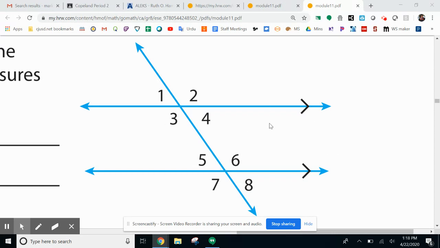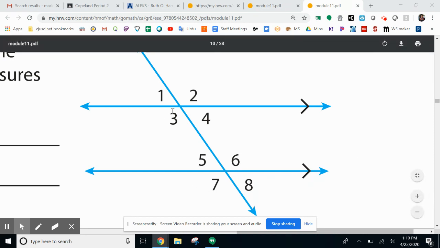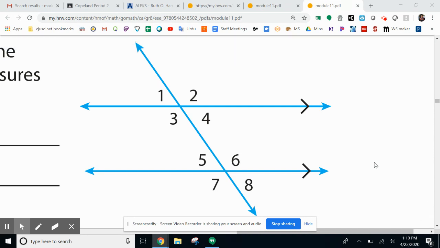There's a lot of different stuff that goes on with this diagram, and you'll see a little bit more of it as we go. After you watch this video, please go on and do the assignment on Alex. That's about the same type of problems that we're going to talk about right now.